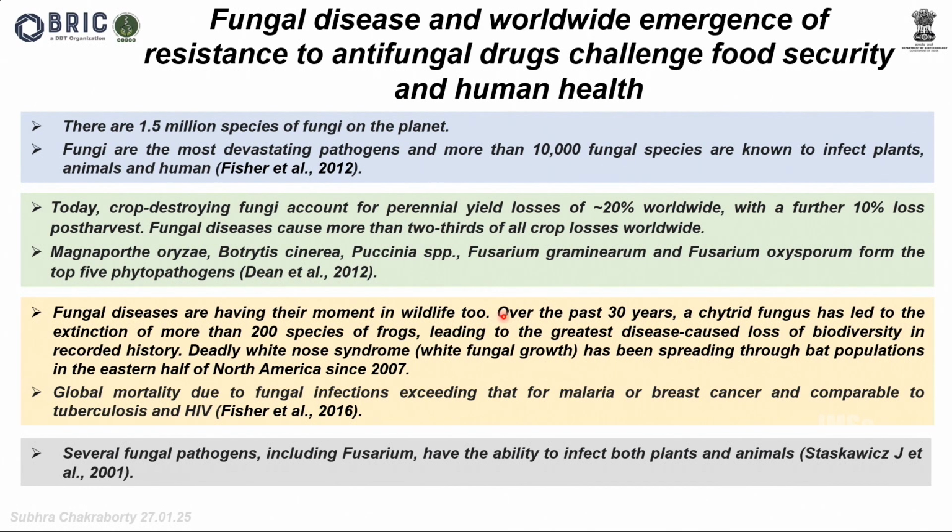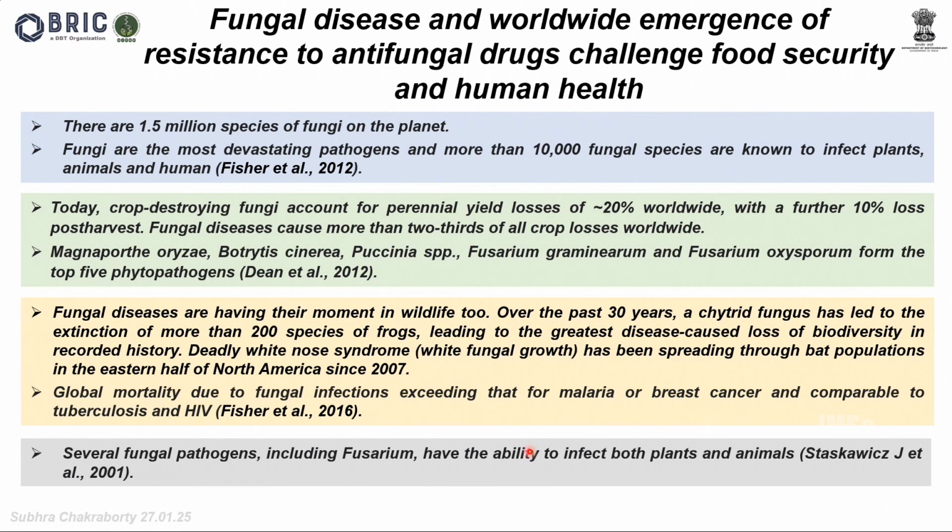Now, a paper came from a Royal Society publication quite a few years back, where Caroline Dean's lab showed that five fungi, Magnaporthe, Botrytis, Puccinia and Fusarium among them, are the top five phytopathogens. Although that Royal Society publication was in 2012, they still remain the top five fungal phytopathogens. We also shouldn't forget how fungi can infect animals: over 30 years, a chytrid fungus destroyed 200 species of frog in North America by 2007.